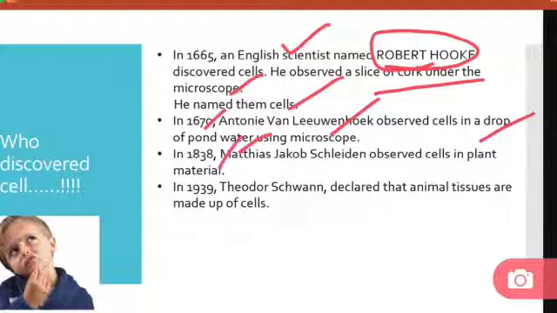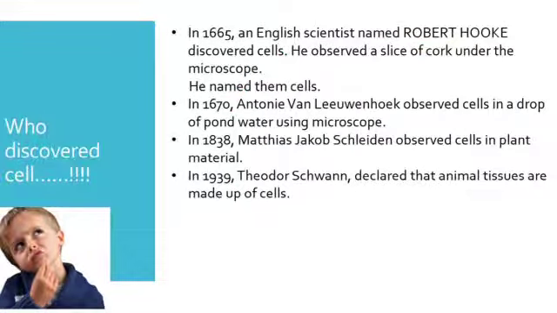In 1883, Matthias Jacob Schleiden observed cells in plant material. In 1939, Schwann declared that animal tissues are made up of cells.